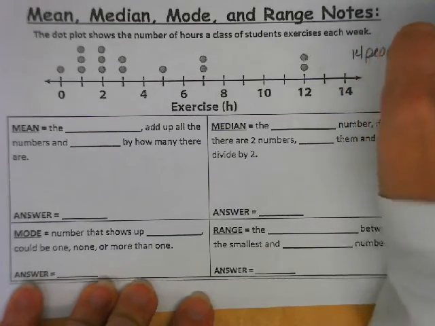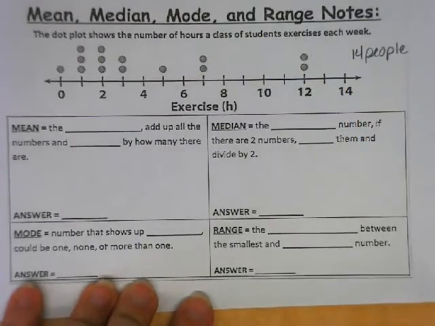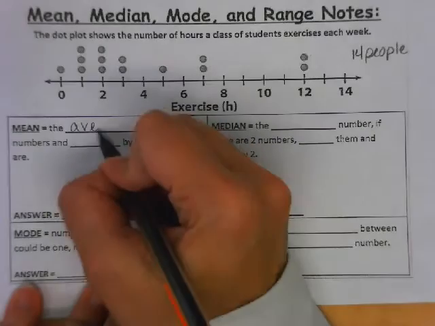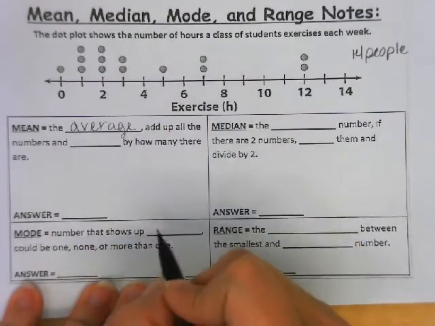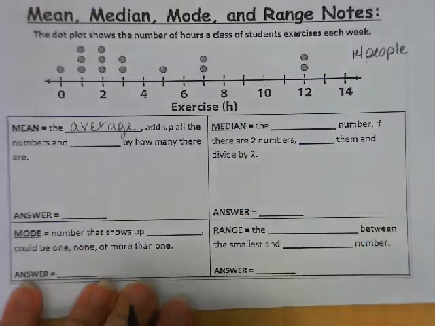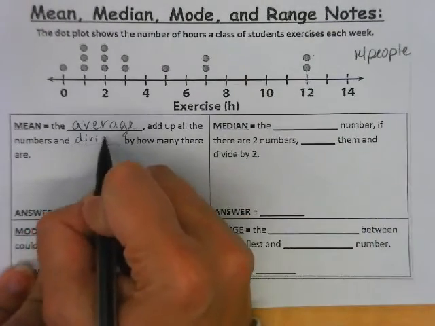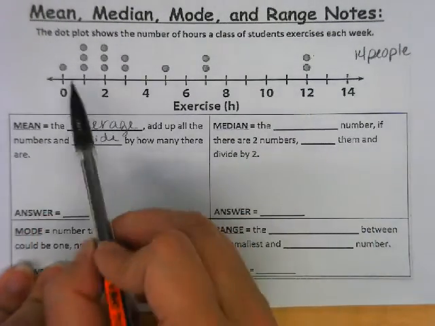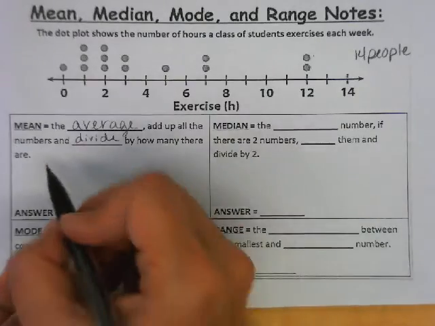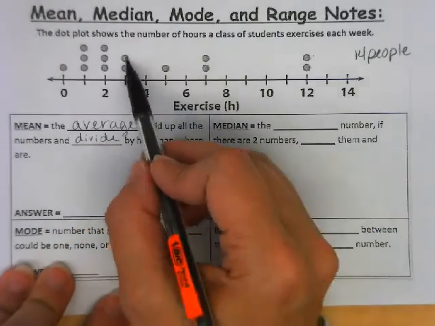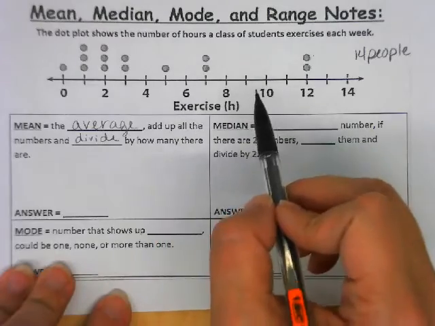That's important. The mean, what are we going to write here? The mean is the average. Add up all the numbers and blank by how many there are. What are we going to do? Divide. Now, when we look at these numbers, we have to realize that we have a 0, we have 3 1s, we have 3 2s, we have 2 3s, and so on. Yes? Do you see that?